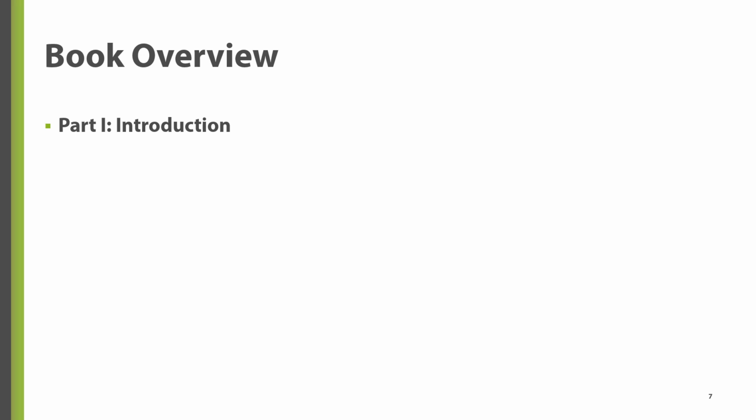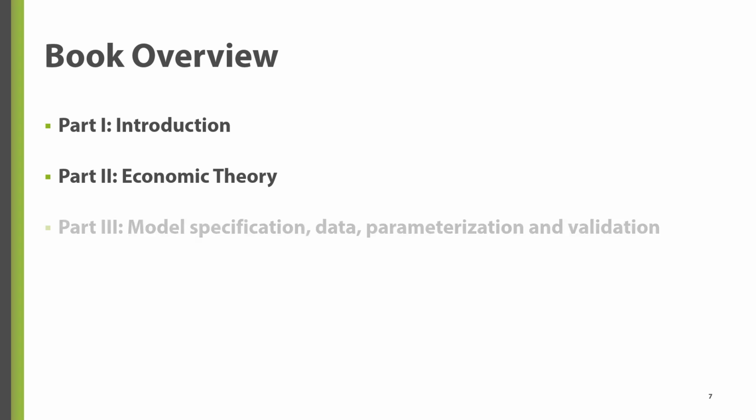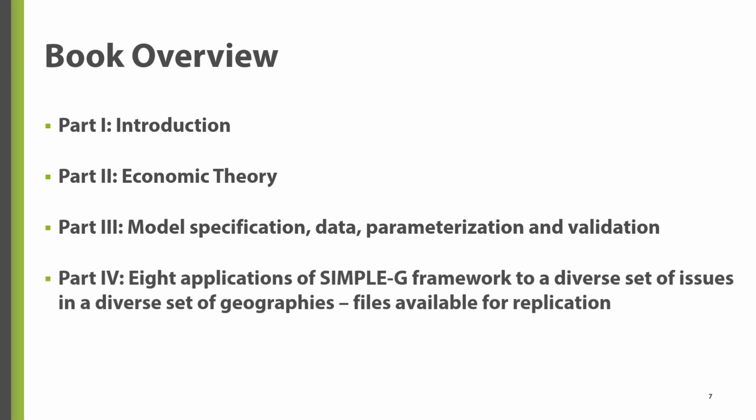Now that we've briefly discussed the motivation for and features of the Simple G framework, let's take a moment to look at a general overview of the book, which is comprised of 5 parts. Following the introduction, Part 2 provides the economic foundations for Simple G. Part 3 documents, in detail, the specification of a range of Simple G models, starting from a single activity with 2 inputs in each grid cell, and ending with more complex specifications of the production functions, along with competing activities in each grid cell.